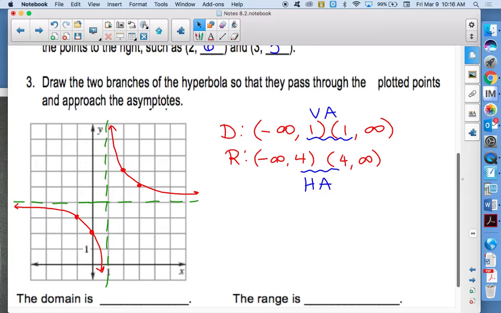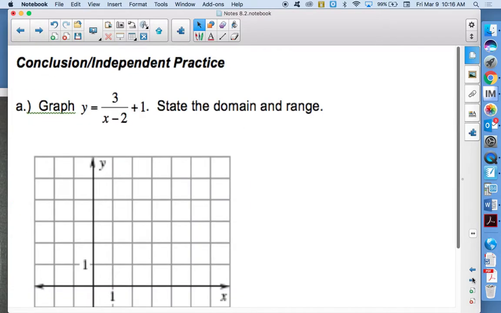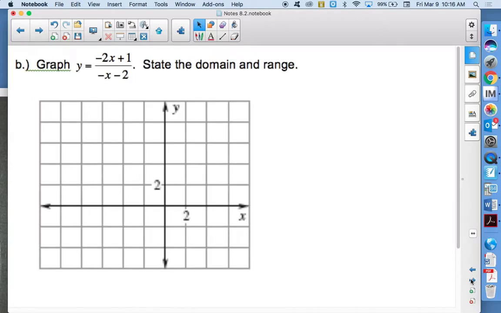So I'd like you to flip the page, because I'm going to graph one more that's like this, and at the top of the next page there is a final graph that is almost identical, just different numbers. So graph y equals -2x plus 1 divided by -x minus 2. State the domain and range. The first thing we need to find would be the asymptotes.